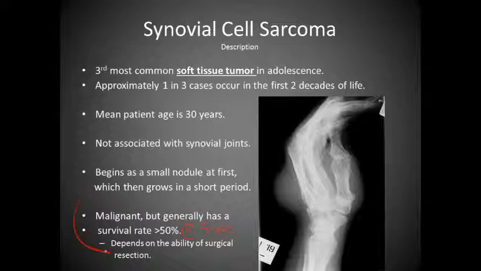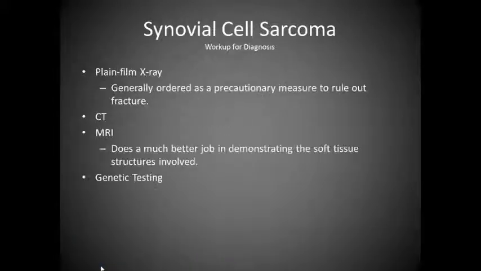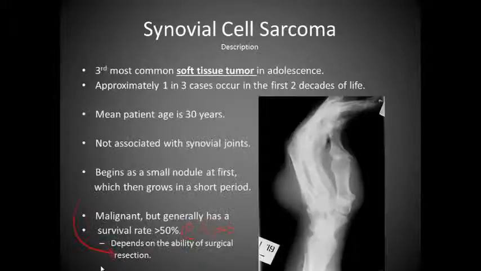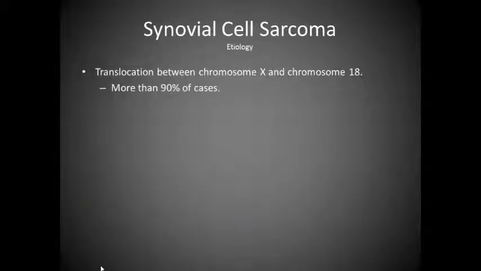However, this depends on the ability of surgical resection. If surgical resection can be completed, then prognosis is good. So, what causes a synovial cell sarcoma? It's thought to be the translocation between chromosome X and chromosome 18, and this is thought to occur in more than 90% of all cases. So this is a common thread, and because of this common thread, they pretty much know that this is what causes it.